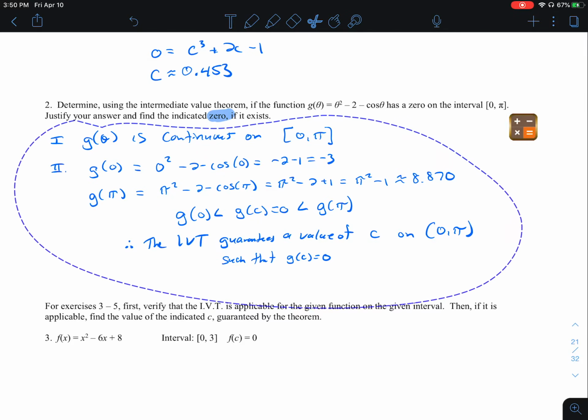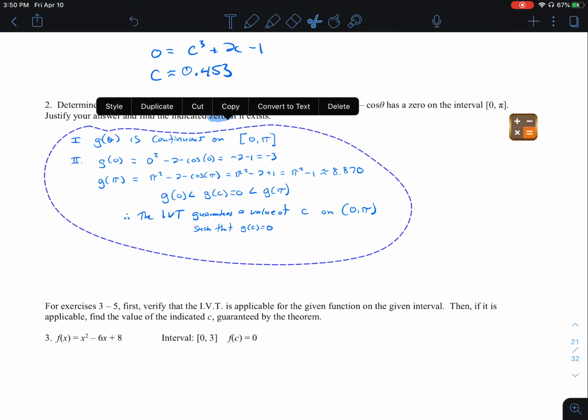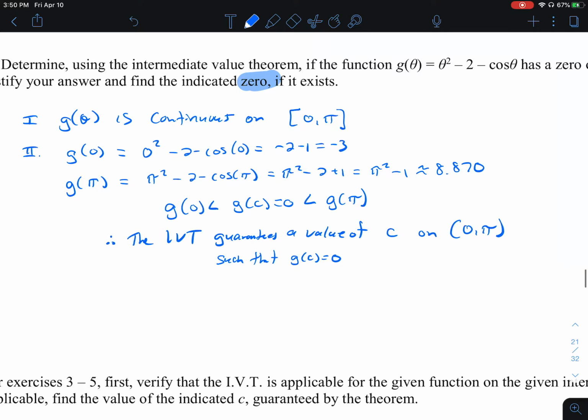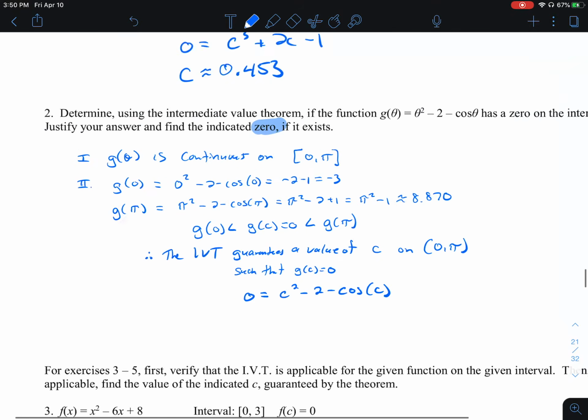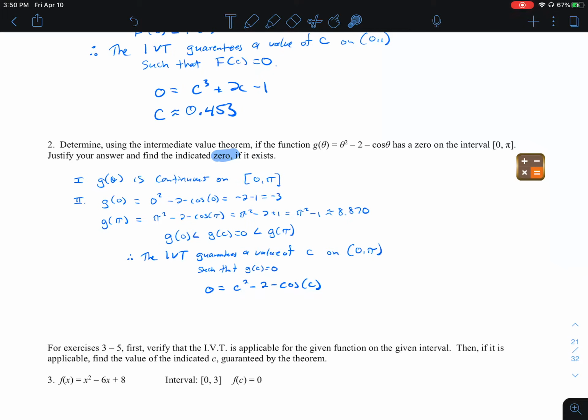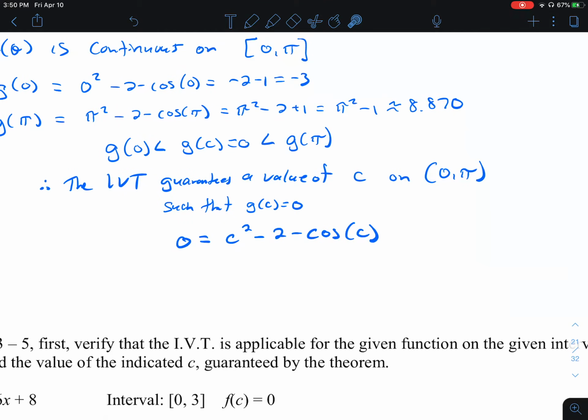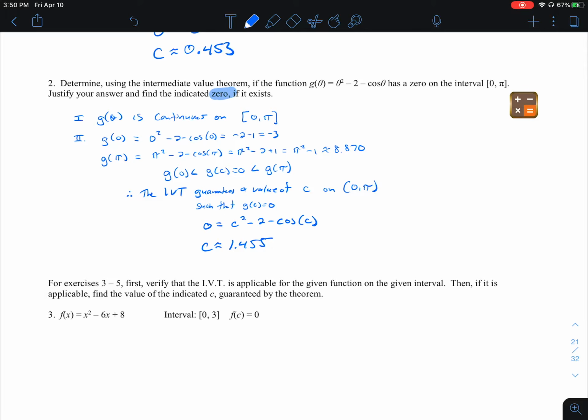Now to find that value, we're going to take function g and set it equal to 0, and we're going to replace the thetas in this with c's. To figure out what that solution is, this is a calculator problem right here. So we're going to put this into y1, find the 0 of the function that's between 0 and pi, and I believe that you will find that to be 1.455 approximately.